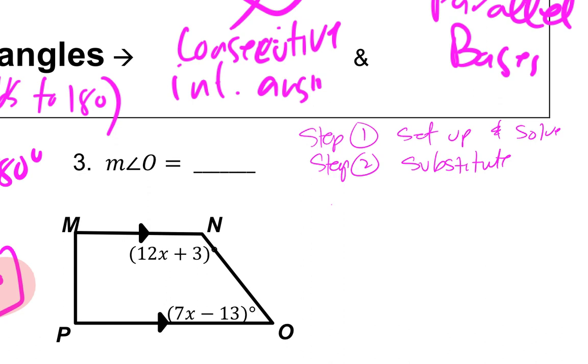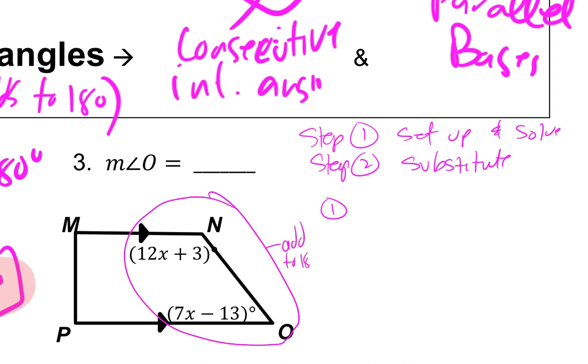So let's do step number one. We're going to set it up. Well, what do we know about these two? If this is parallel with this, then we know these two add up to 180 degrees. So let's set it up. We're going to say 12x plus 3 plus 7x minus 13 equals 180. So that's where we set it up. Now let's just solve.